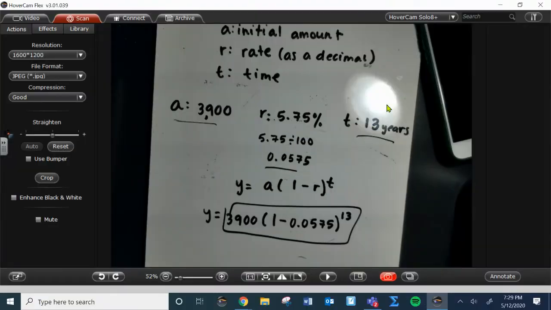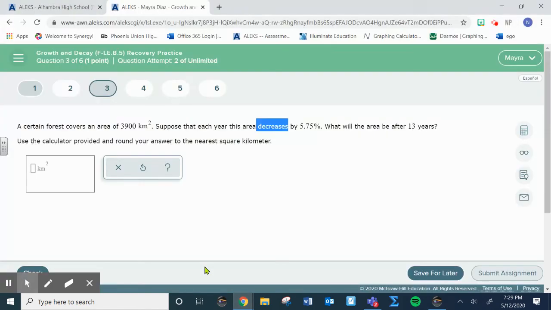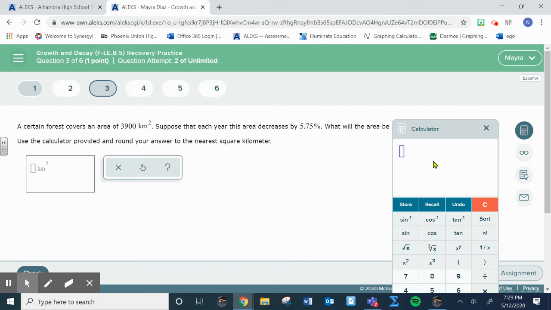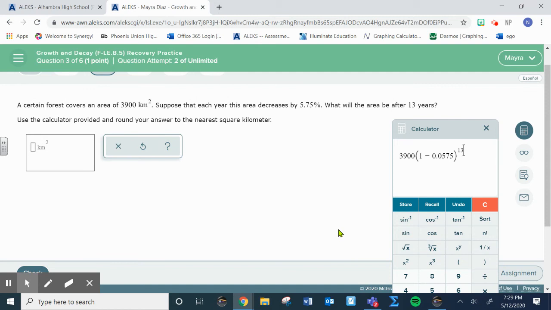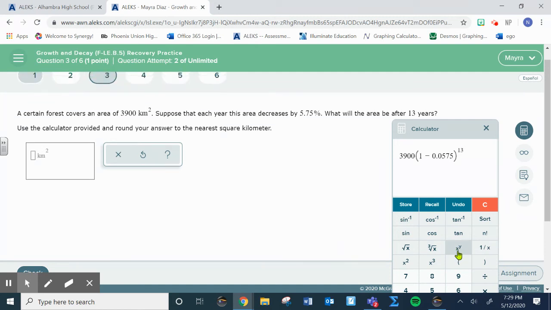So to do that, I click right here on the calculator, and then I literally just type it in exactly how I have it. So 3,900, 1 minus 0.0575 to the power of 13. And to get the exponent, you can click on right here, this xy will let you get the exponent. Hit enter, and it gives me this number right here.